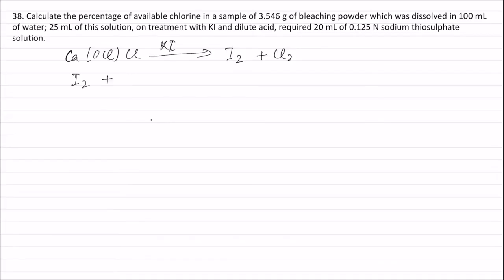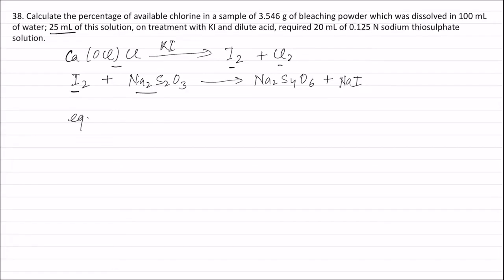Now this iodine on treatment with sodium thiosulfate, that is Na2S2O3, will form Na2S4O6 plus NaI. Now as can be seen from the equation for the reaction, equivalence of bleaching powder will be equal to equivalence of iodine, and equivalence of iodine will be equal to equivalence of chlorine, and equivalence of iodine is also equal to equivalence of sodium thiosulfate. Or it can also be said that equivalence of chlorine is equal to equivalence of sodium thiosulfate. Now the volume of the bleaching powder solution taken is 25 milliliter.